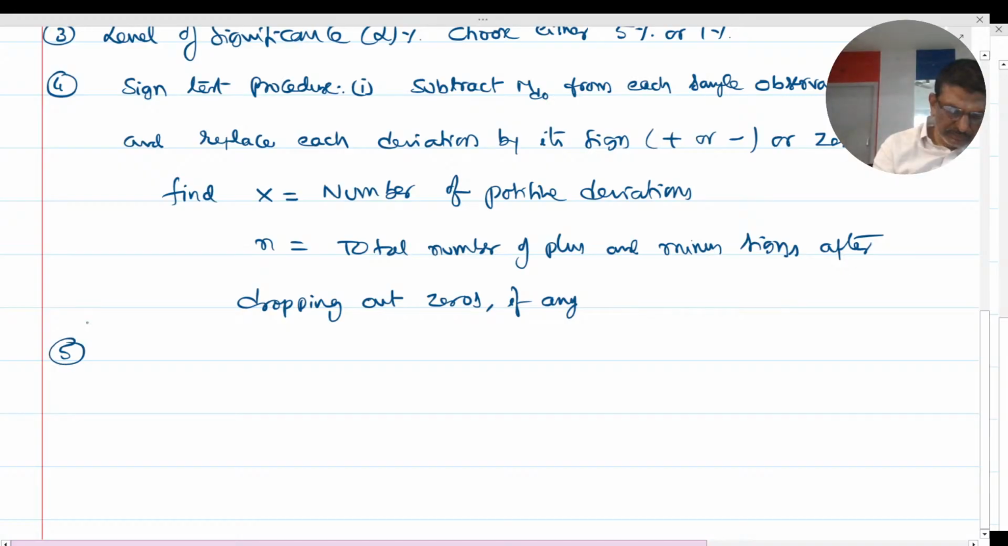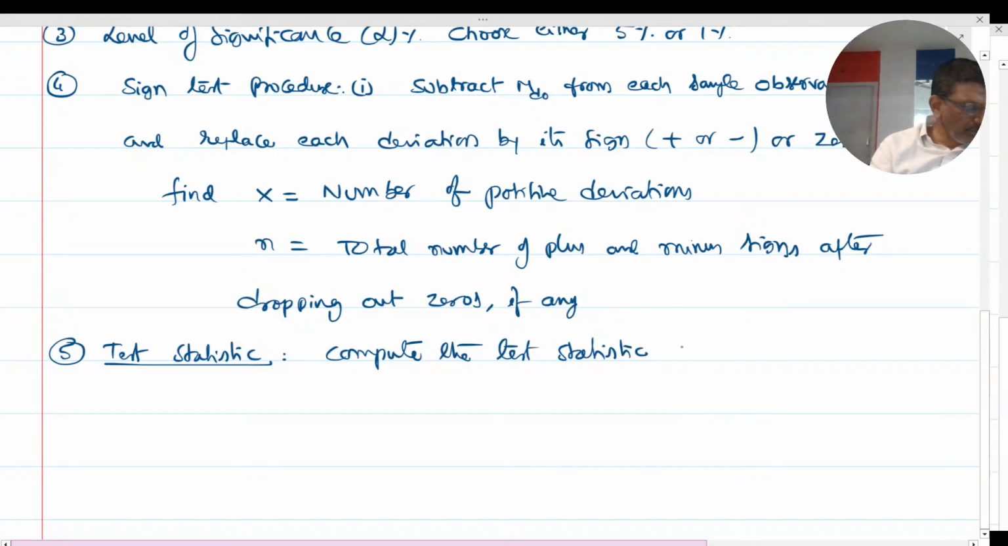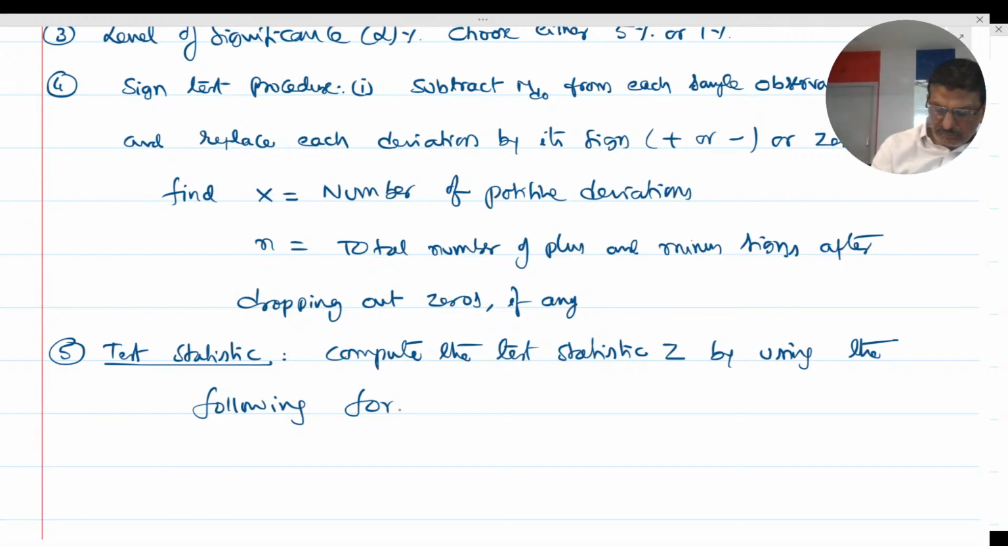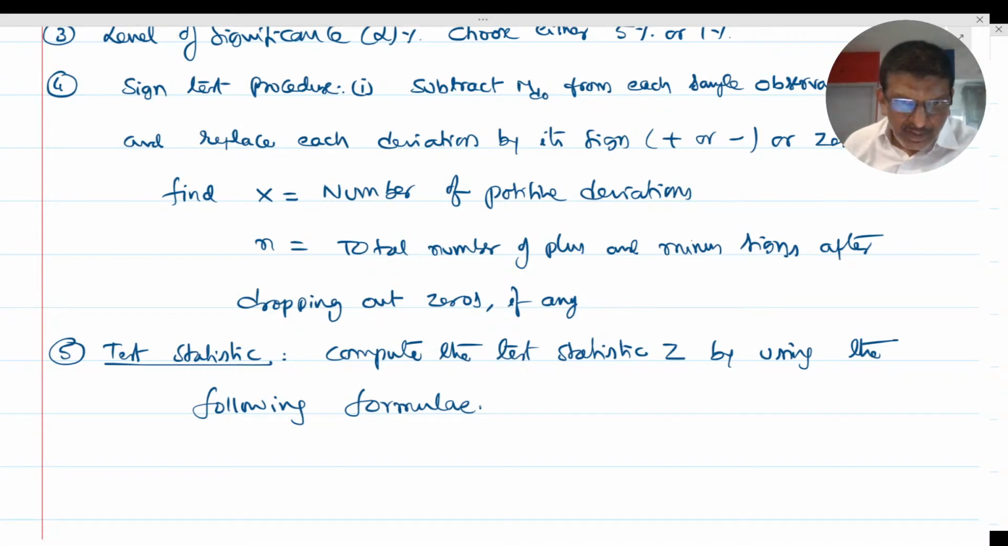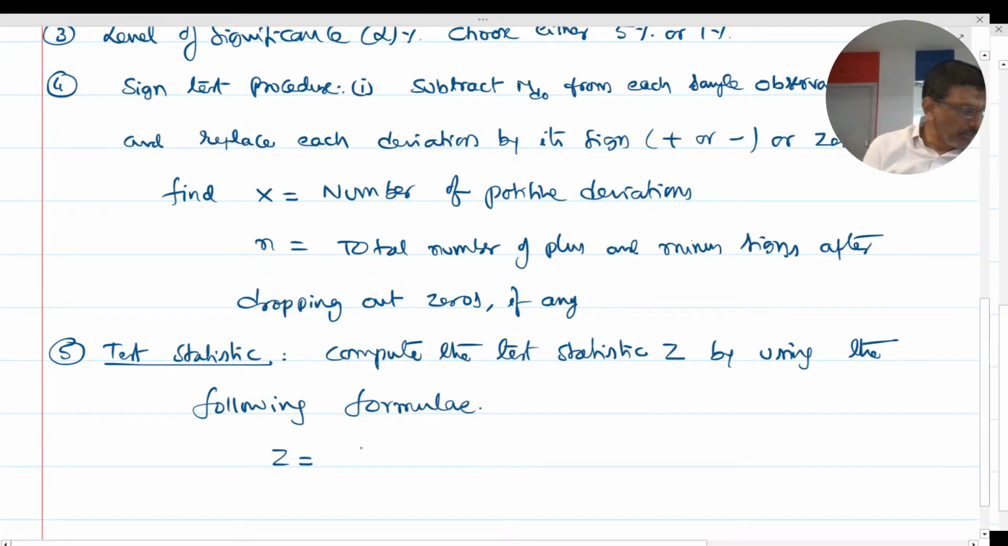So now step number 5, test statistic. Compute the test statistic Z by using the following formulae. Z equal to X plus 0.5 minus n by 2 divided by root n by 2, which follows N of 0, 1.